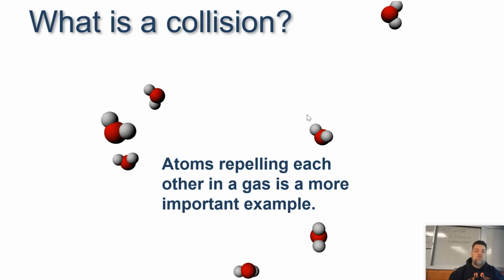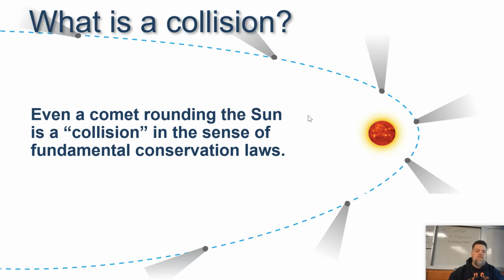They repel each other in a gas, and this is a more important example. Atoms can have a charge. You learned that in chemistry, or well, maybe you didn't take chemistry, but in your 8th grade science, they probably talked about this a little bit: positive and negative charges. Like charges repel, and unlike charges attract. So these atoms can repel each other in a gas. Even a comet rounding the sun is a collision in terms of fundamental conservation laws.